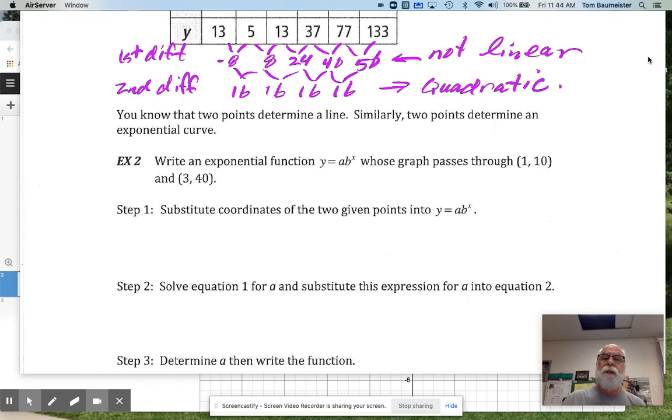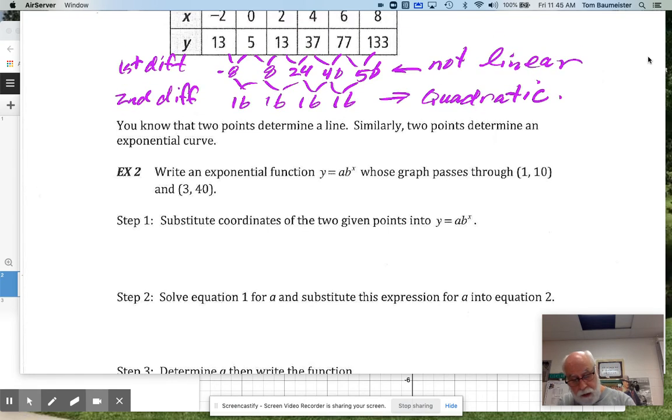Similarly, 2 points determine an exponential curve, and we've done something like this before. So write an exponential function, y is equal to a times b raised to the x power, whose graph passes through (1, 10) and (3, 40). Okay, so substitute coordinates for the given points into y is equal to a times b raised to the x power.